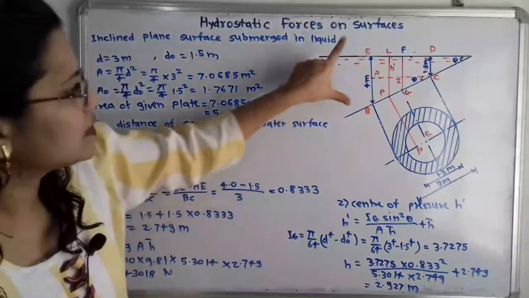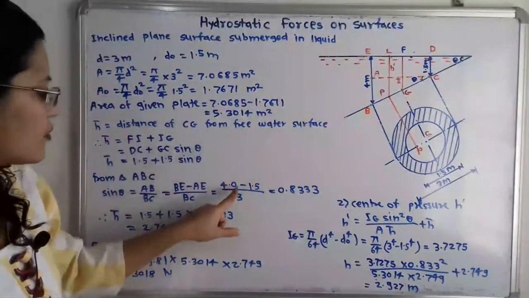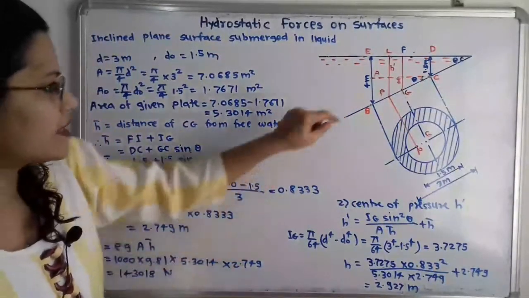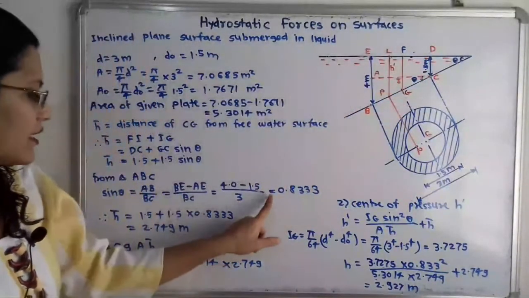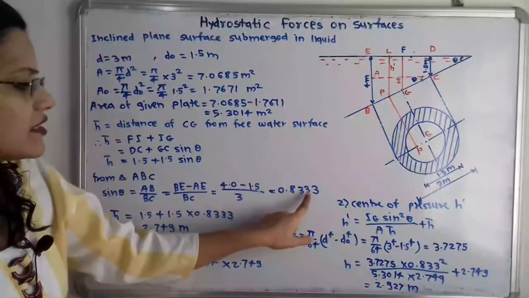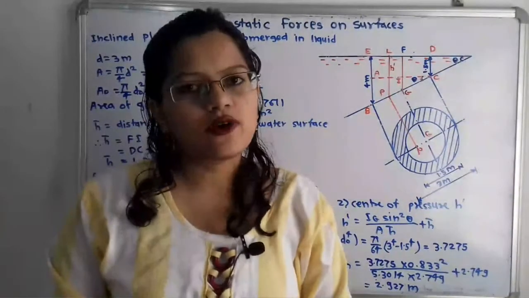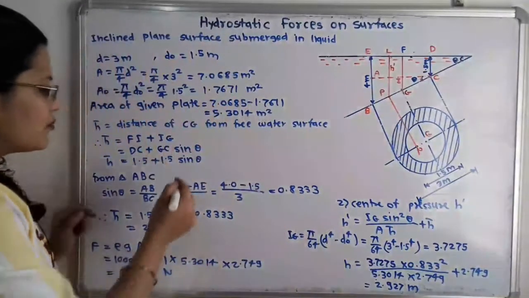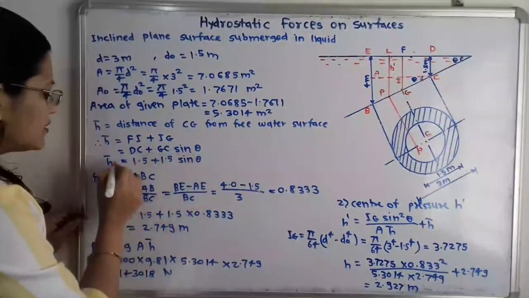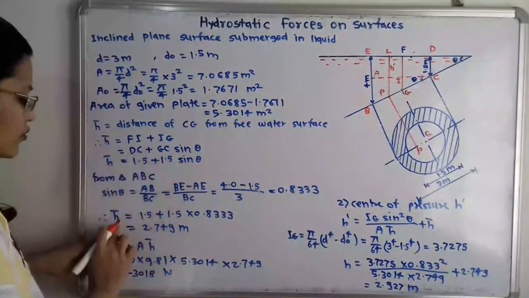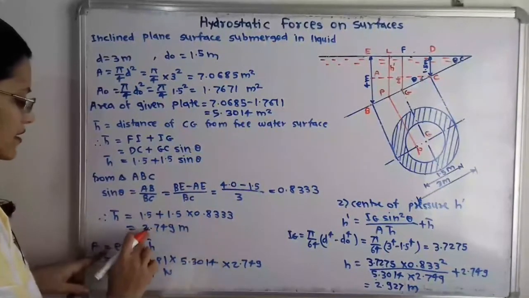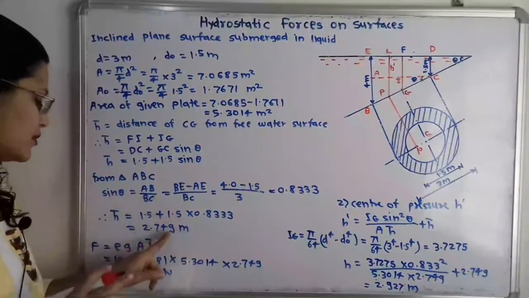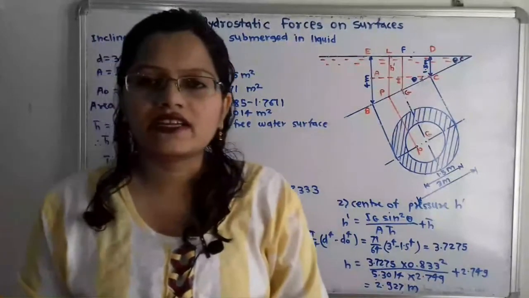So what is this EB? That is 4. 4 minus 1.5 divided by BC, which is 3, and that is equal to 0.8333. So this is the value of sin theta. Now we can put this value of sin theta in the formula for h bar and calculate the h bar. So the answer is 2.749 meter. In this way we will get the h bar.